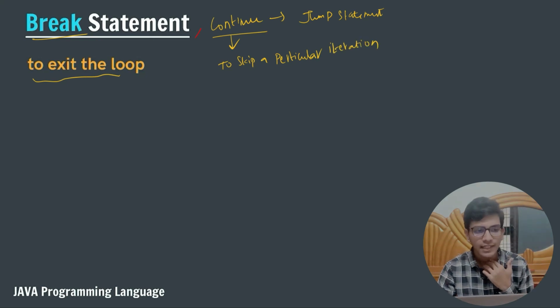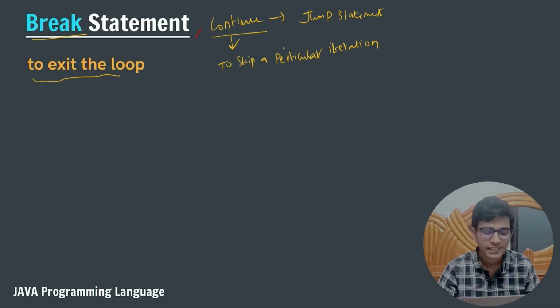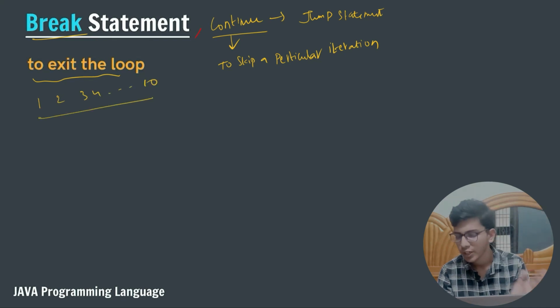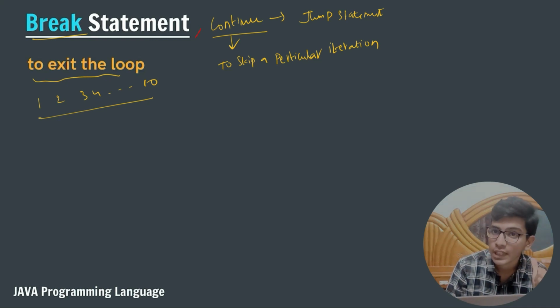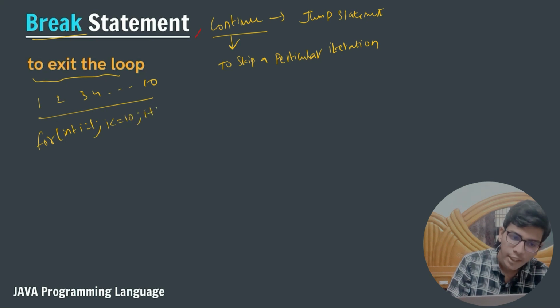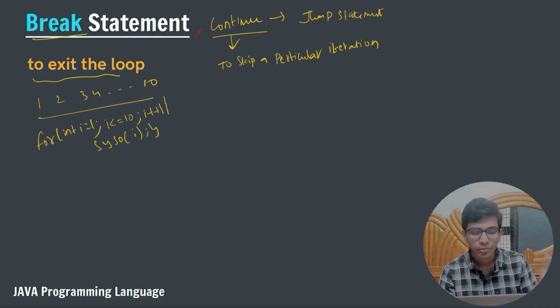So let us understand the working of break and continue by using a sample problem. Suppose I want to print numbers 1, 2, 3, 4 up to n. I want to print natural numbers from 1 to 10. We have already seen the question, the pseudo code and the code, and we have already done the dry run for this. So the code will be: for int I is equals to 1, I less than or equals to 10, I plus plus. In that, we are printing System.out.print the value of I. So this is the code for printing numbers from 1 to 10.